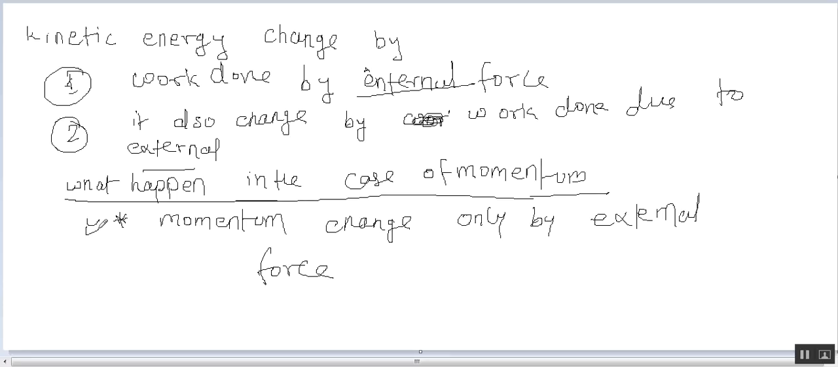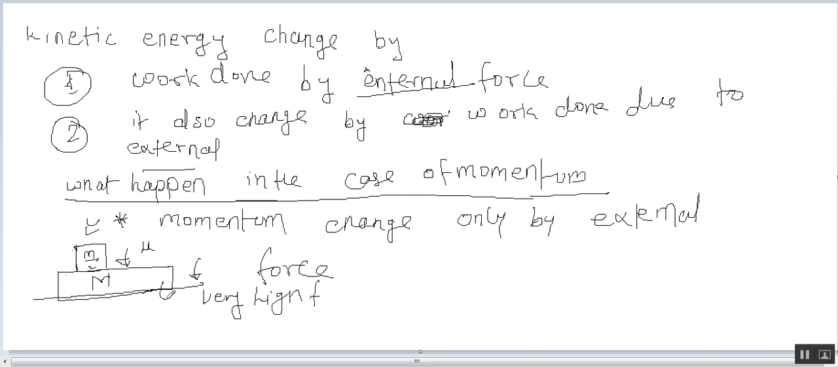For example, the best thing is thinking about friction. Let's suppose this is a block on the ground, this is mass m, and this is mass m by 2. Here the friction coefficient is mu. This is very high friction, so this is not going to move. To keep the question simple, it is not going to move.